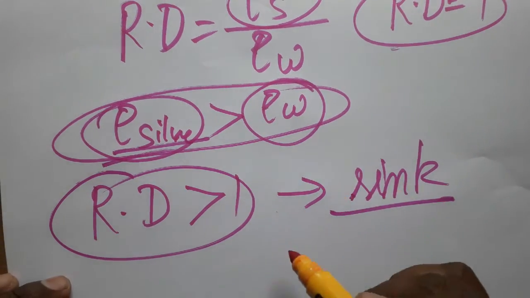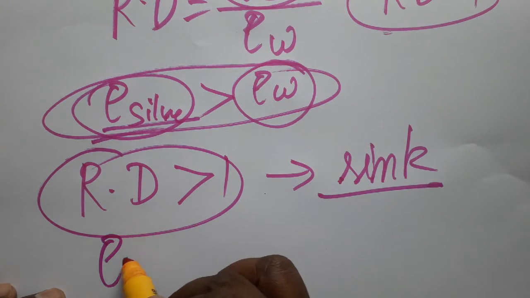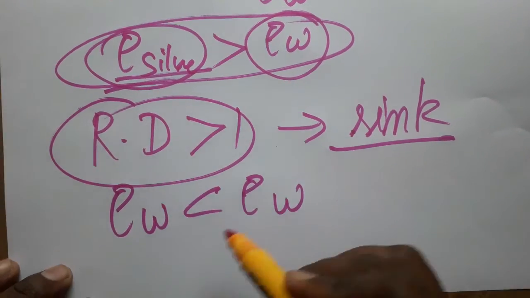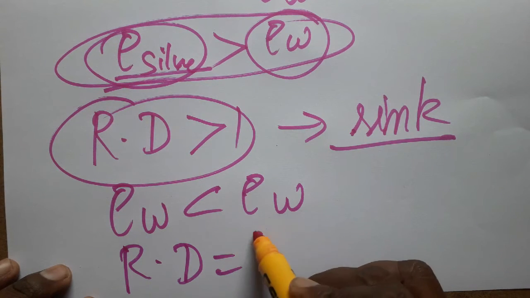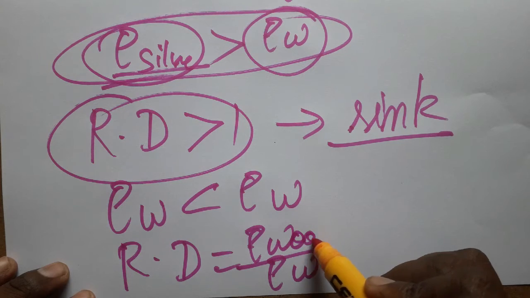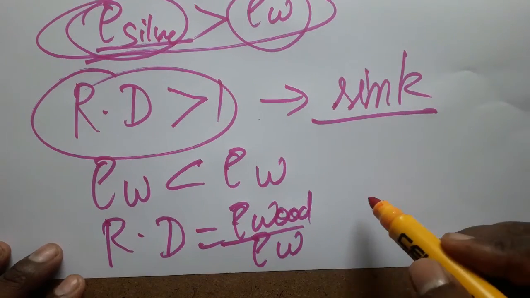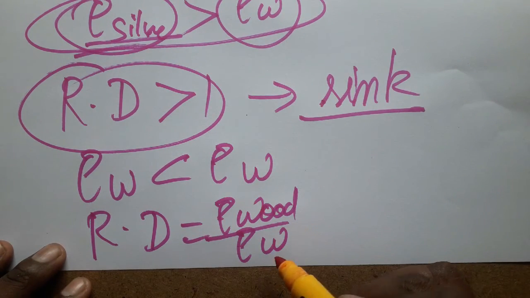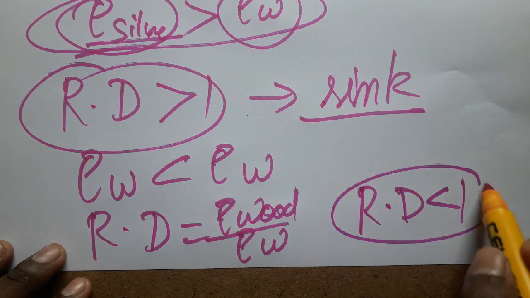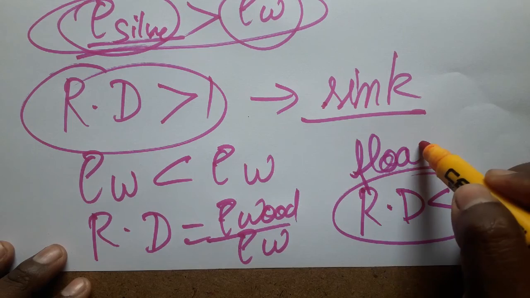In the other case, I take wood. The density of wood is less than the density of water, so it is going to float. Relative density is equal to the density of wood divided by the density of water. The numerator is less than the denominator, so we get relative density less than 1. So in this case the object will float.